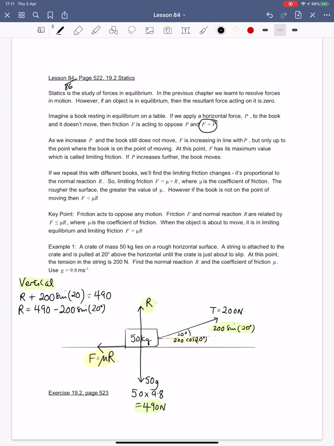This is degrees, make sure your calculator's in degrees, which is 188 newtons. So 3 significant figures. We only really need 2, but it doesn't matter. We've got R is 188 newtons. And the important thing here is that we can write F is mu times 188.